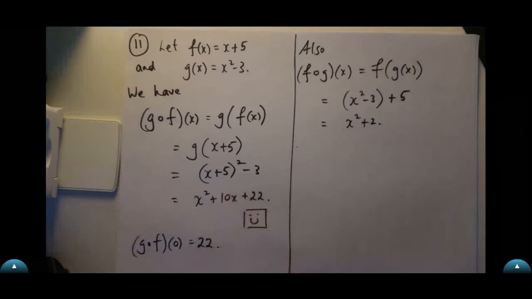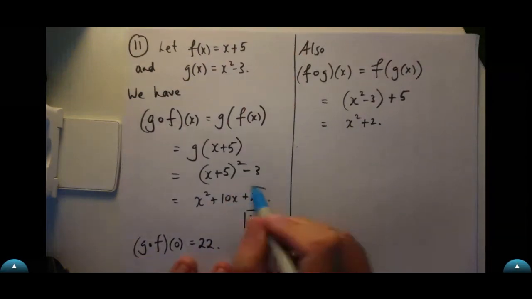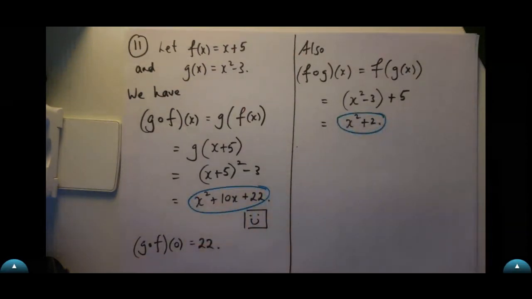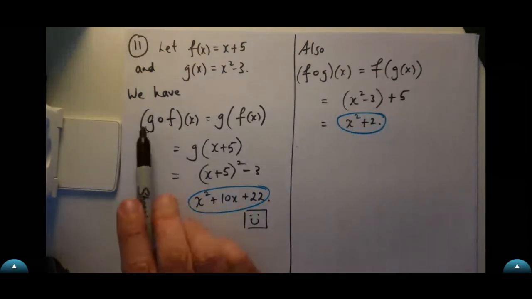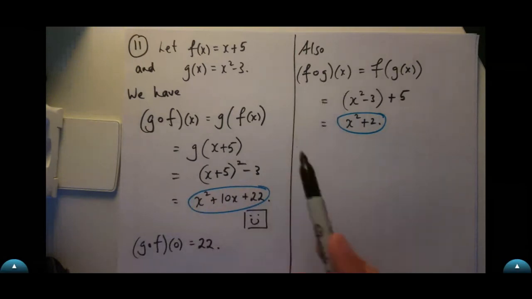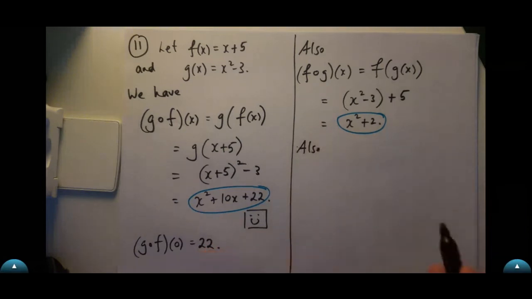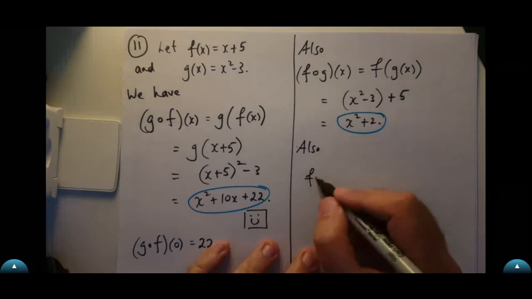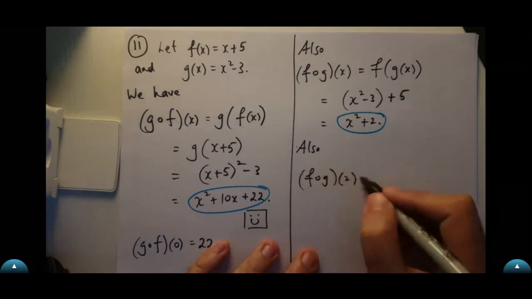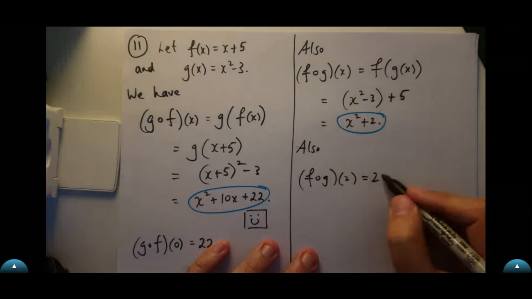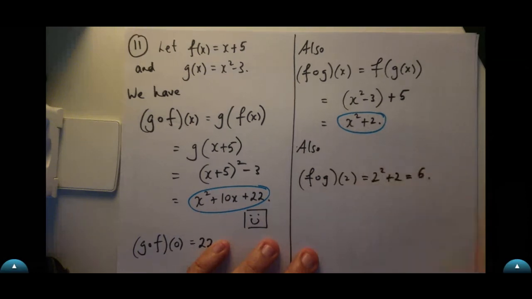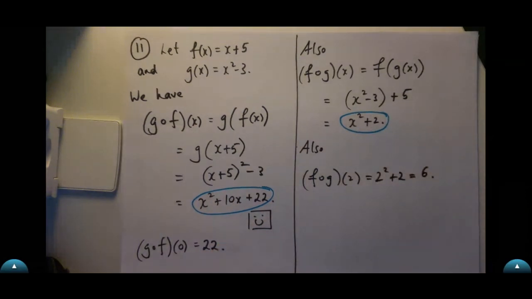So you can see these two things are not the same. Okay, so the order matters. So g o f and f o g are not usually the same. So the last thing they want us to do is to calculate f o g of 2. That's going to be 6. Yes. Great.